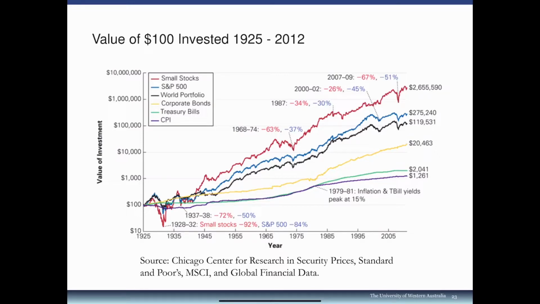Roughly, by the time 2012, if you put $100 in CPI, you will get 1,261. And the biggest one, you can tell me in your head, the one that gives the biggest return, is the small stocks. That's right, the red one, 2.655 million. That's what $100 can give you if you invest in that synthetic portfolio. I mean, what does that tell you?